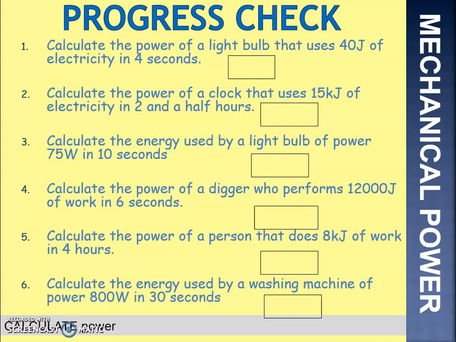Okay, question 1. We should have an answer of 10 watts. Question 2, 1.66 watts. Question 3, 750 joules. Question 4, 2,000 watts. Question 5, 5.55 watts. And question 6, 2,400 joules. If you've got any of those wrong, please review the earlier part of the video and see where you may have gone wrong on your steps. Remember, there are 1,000 joules in a kilojoule, and you need to convert that back as well.